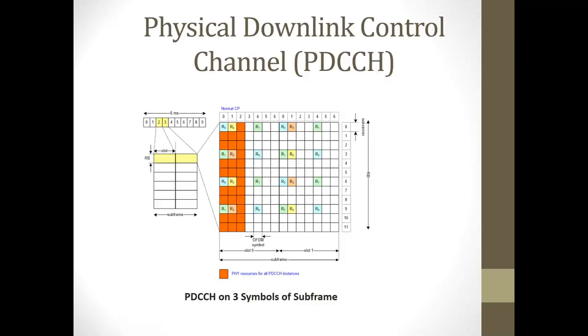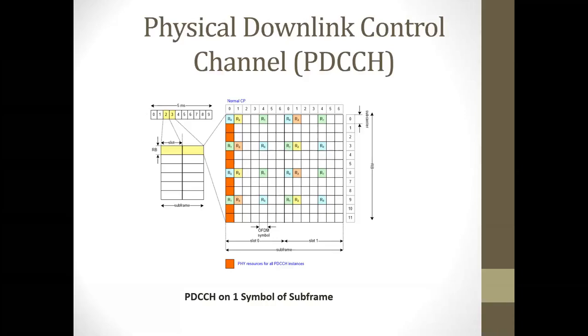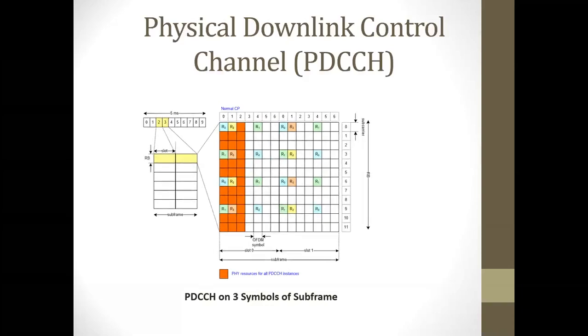It will always be there in the downlink, and it will be either 3, 2 or 1, one of these three options. But if it is 2, then it will be 2 throughout the whole frequency range. If it is 3, it will be 3 for the whole frequency range. All the subcarriers will be using all these three symbols for control purposes. So it is called the control region.